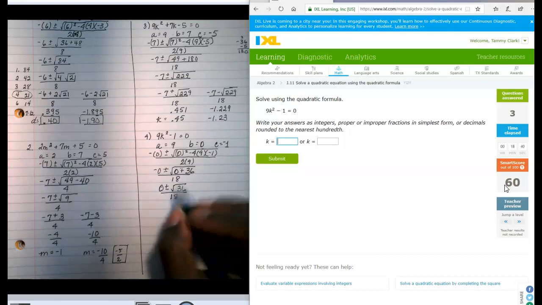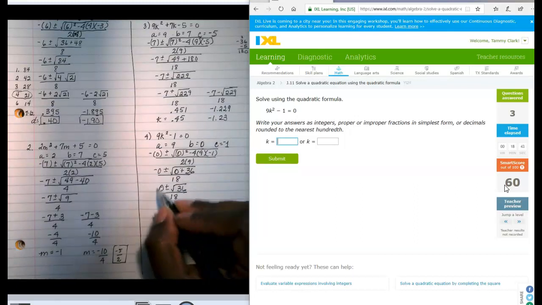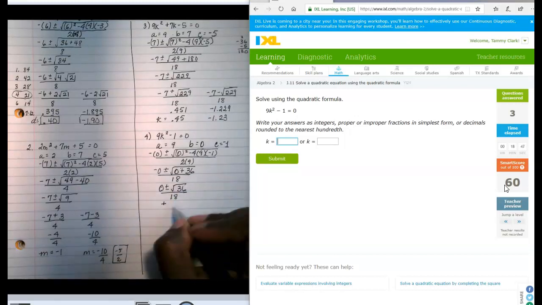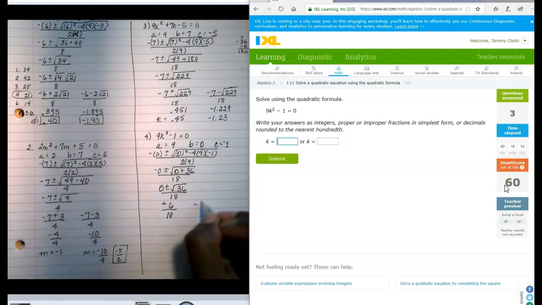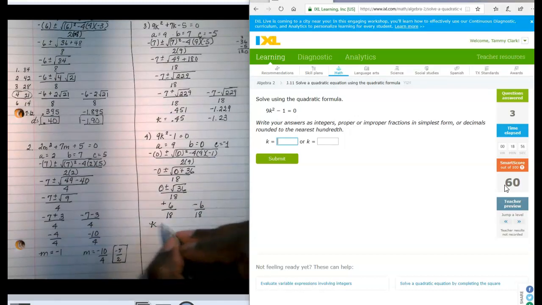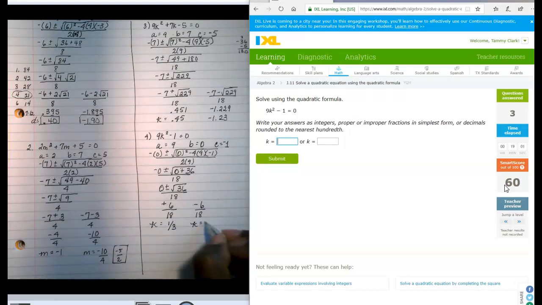Well, what we know is that we no longer need to write this 0. So we can write plus the square root of 36, which is 6, over 18, and we can write minus 6 over 18. Therefore, k would be equal to 1/3, and k would be equal to negative 1/3. Now, I really don't need a calculator to know that 1/3 is 0.33, and negative 1/3 is negative 0.33.